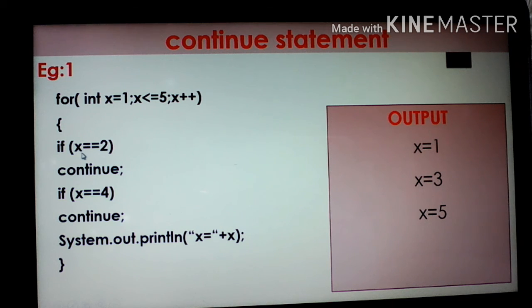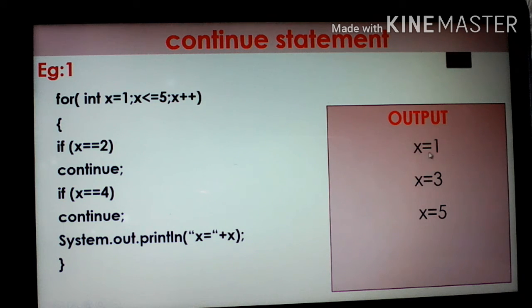Now if 5 equal to 2, the condition is false. So we are coming to this statement. If 5 equal to 4, here also the condition is false. So we are coming to System.out.println x equal to plus x. Now the value 5 is printing. Then after that we are coming to x plus plus. Now the value of x is equal to 6. Then 6 less than or equal to 5, the condition is false. So we are not entering into the loop. Now we are exiting from the loop.